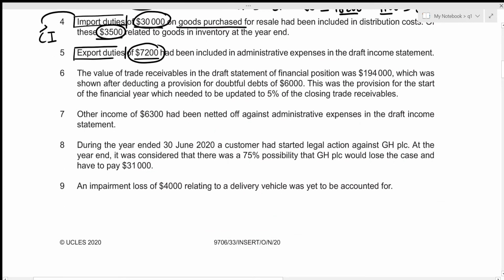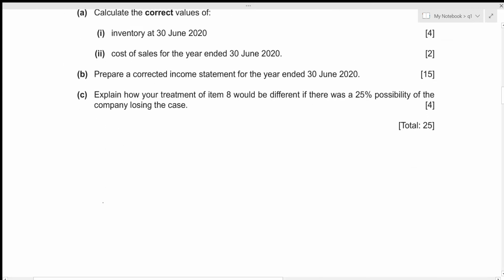Then we're told about the value of trade receivables, so this is definitely not associated with closing inventory. We can just skip it for now. Then we're given other income, which is again not associated with closing inventory. Then we're told that during the year ended 30 June 2020, a customer had started a legal action. So this definitely does not concern closing inventory again, so we can just skip it for now. Then we're given impairment loss. So impairment loss definitely does not fall under the closing inventory section, which means that we have included everything that we needed to in order to figure out our correct value of closing inventory. So let's figure out the correct value.